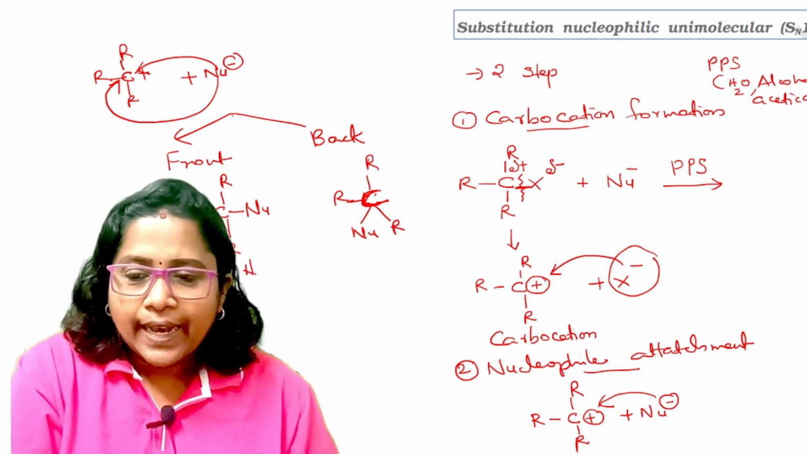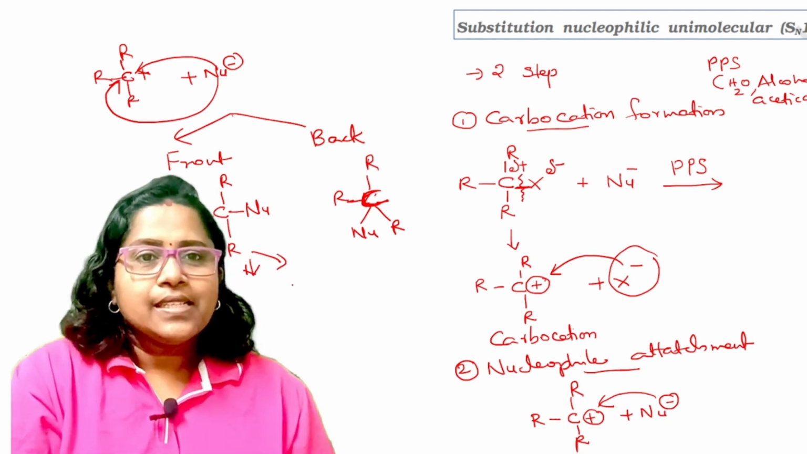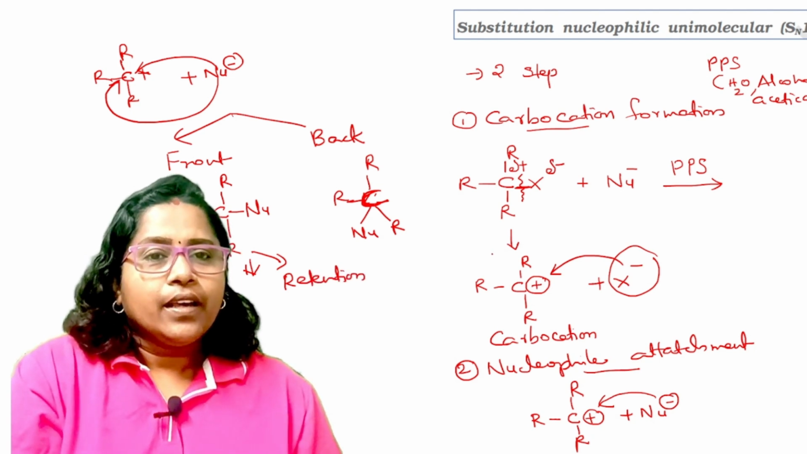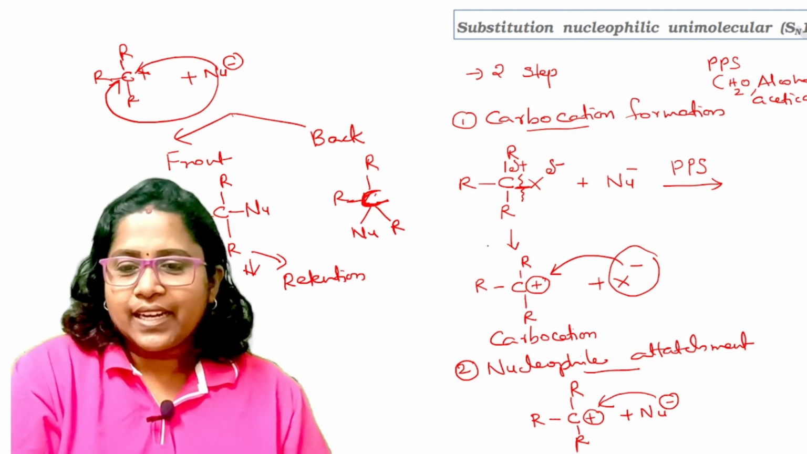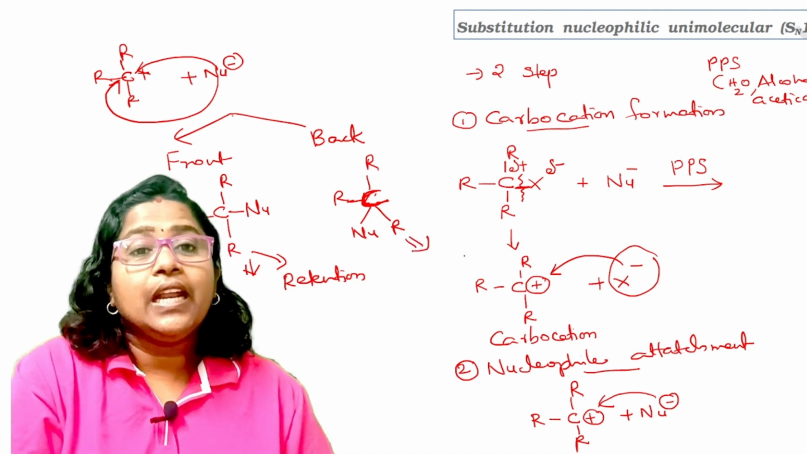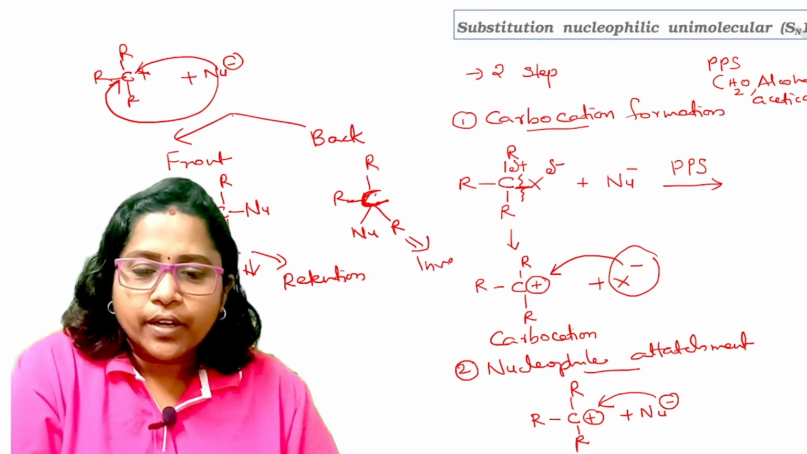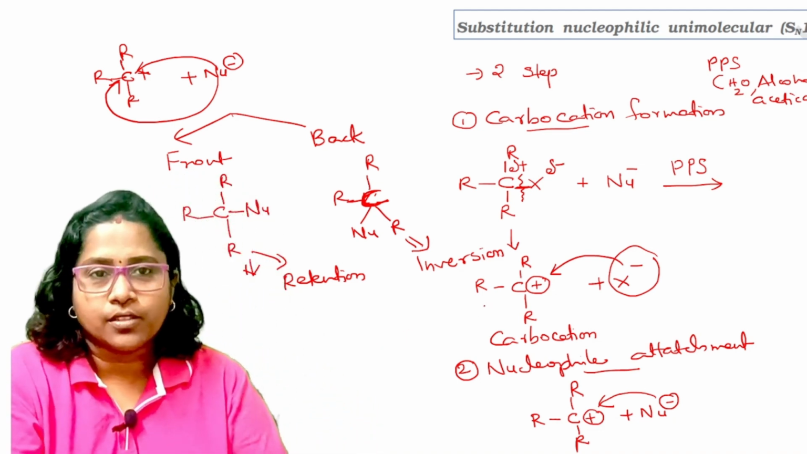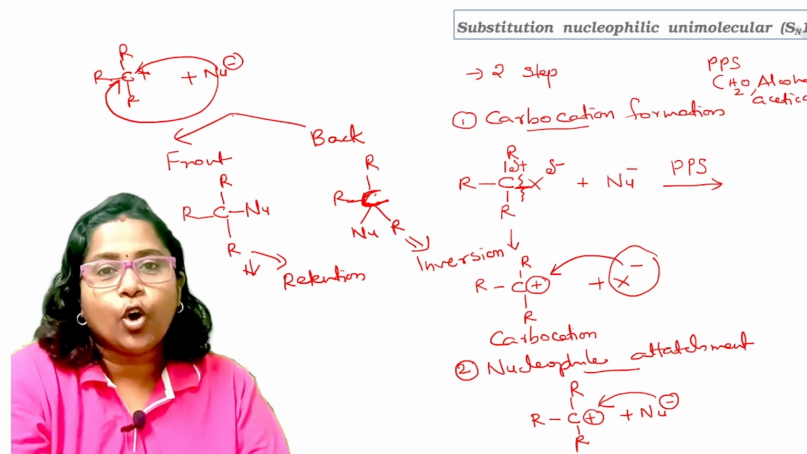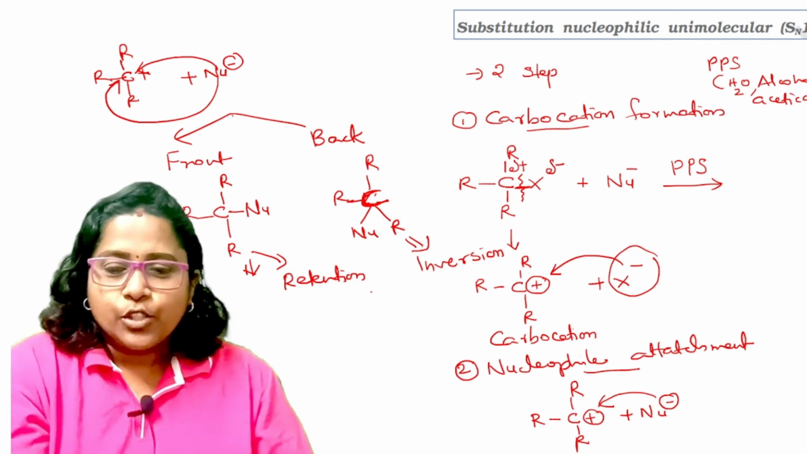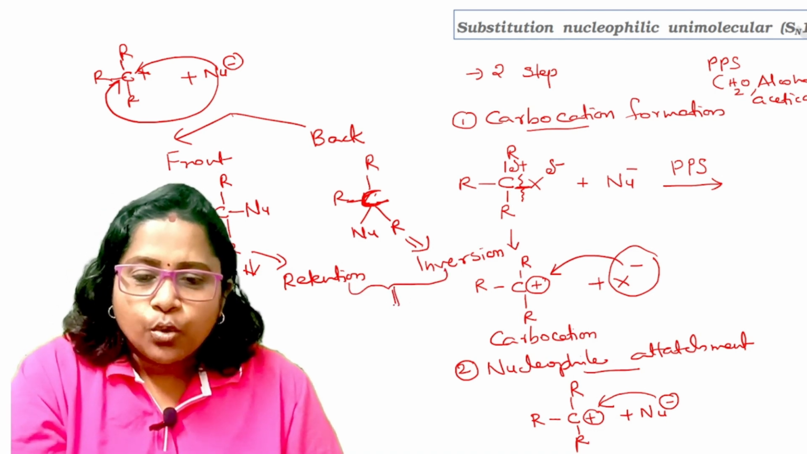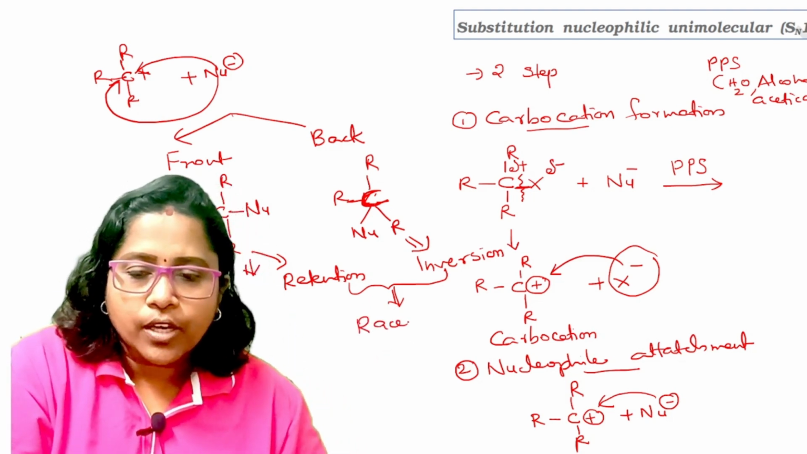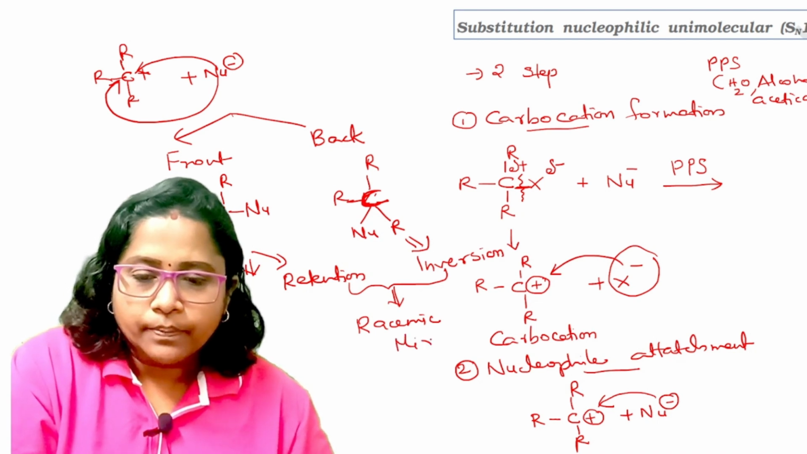If it is a front attack, the exact structure will be maintained. It is called retention. But if the nucleophile attacks through the backside, the structure is entirely inverted. Correct? That is called inversion. So in the case of the SN1 mechanism, retention and inversion are both possible because it can attack through the front side or rear side. If an equimolar mixture of these two is obtained after the reaction, that mixture is called a racemic mixture.